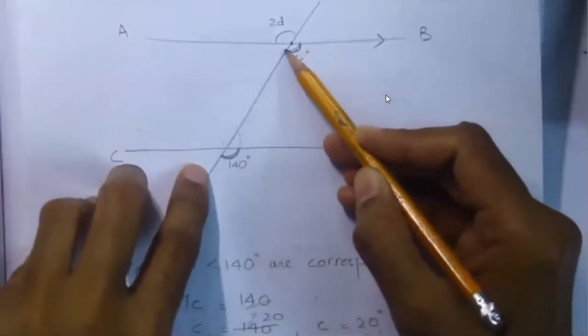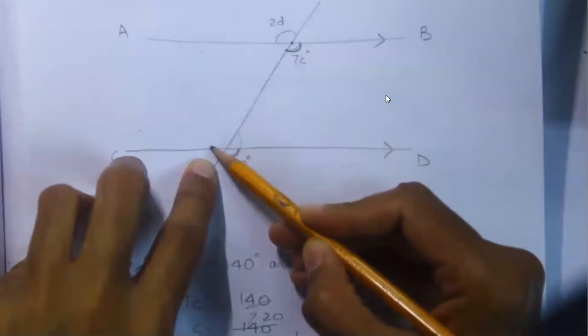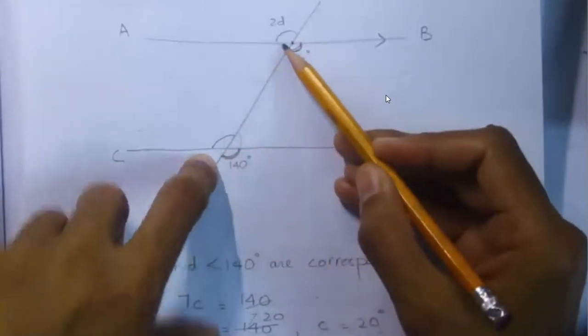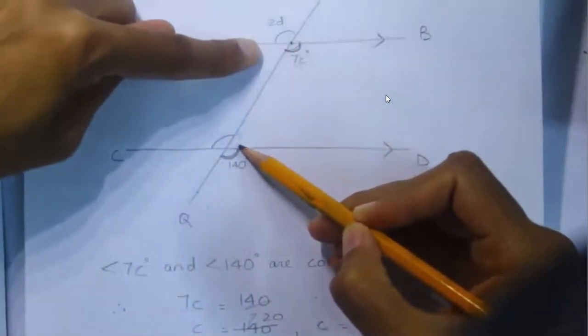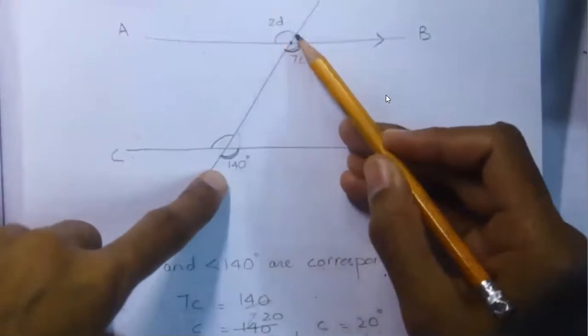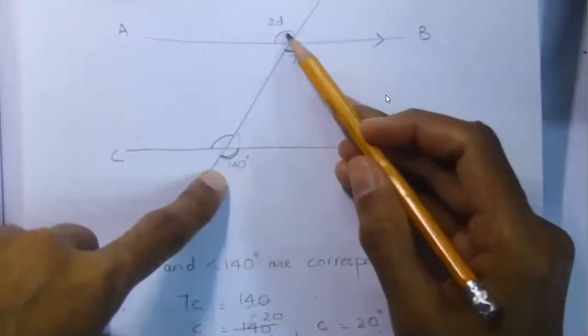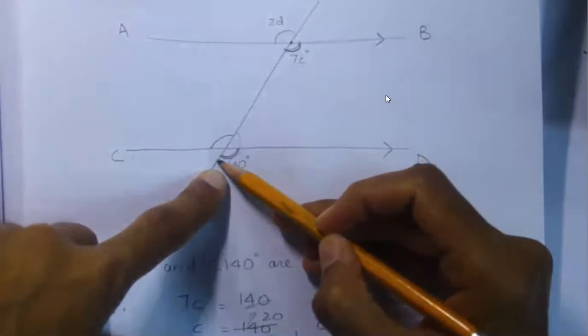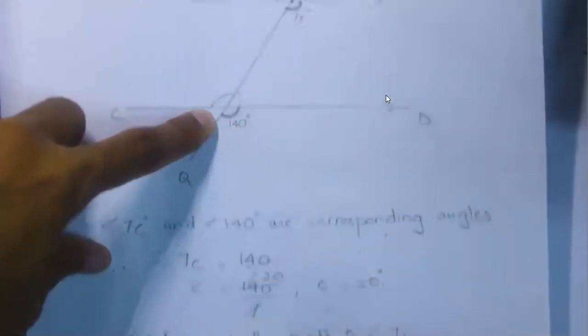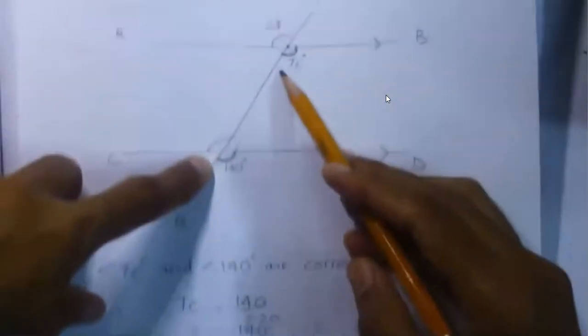Yes, so 7C's alternate will be here, and 2D's alternate will be 140. So that's why I got confused. What was the answer? Because there was something missing here. 2D's alternate will be 140, right? Yes. So 2D will be 140. Okay, so you can solve it that way as well.